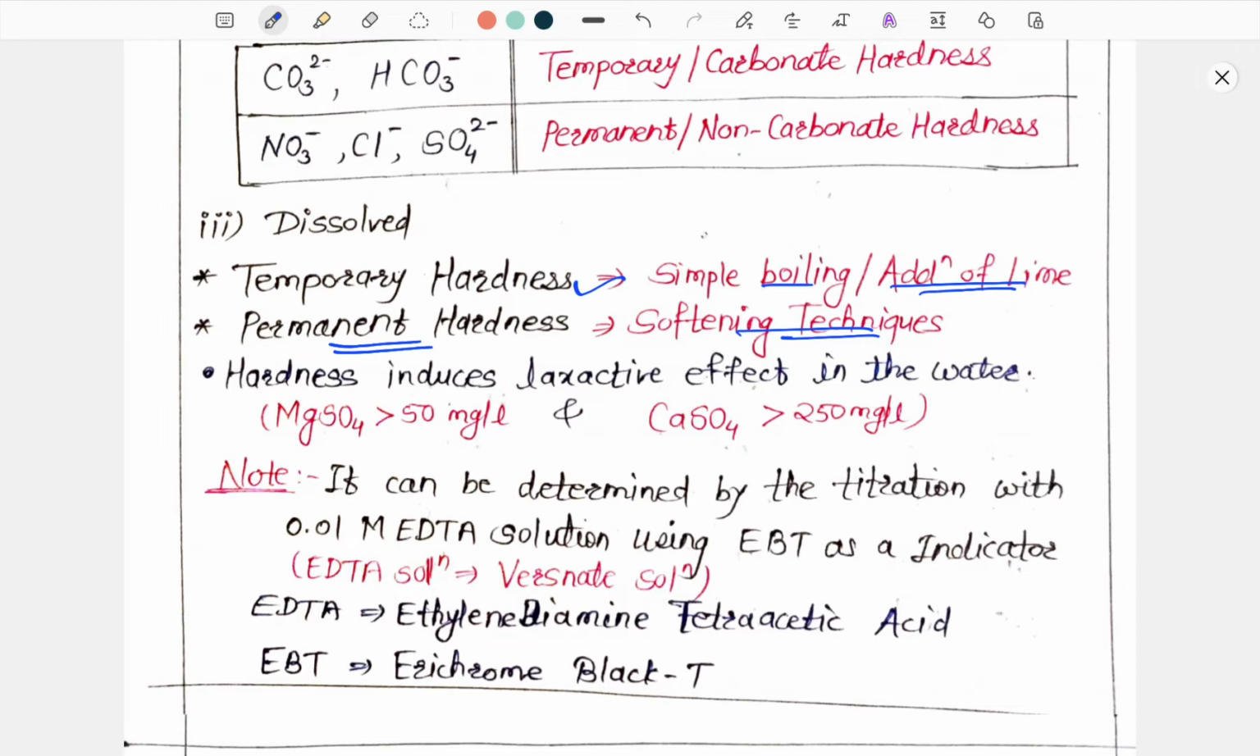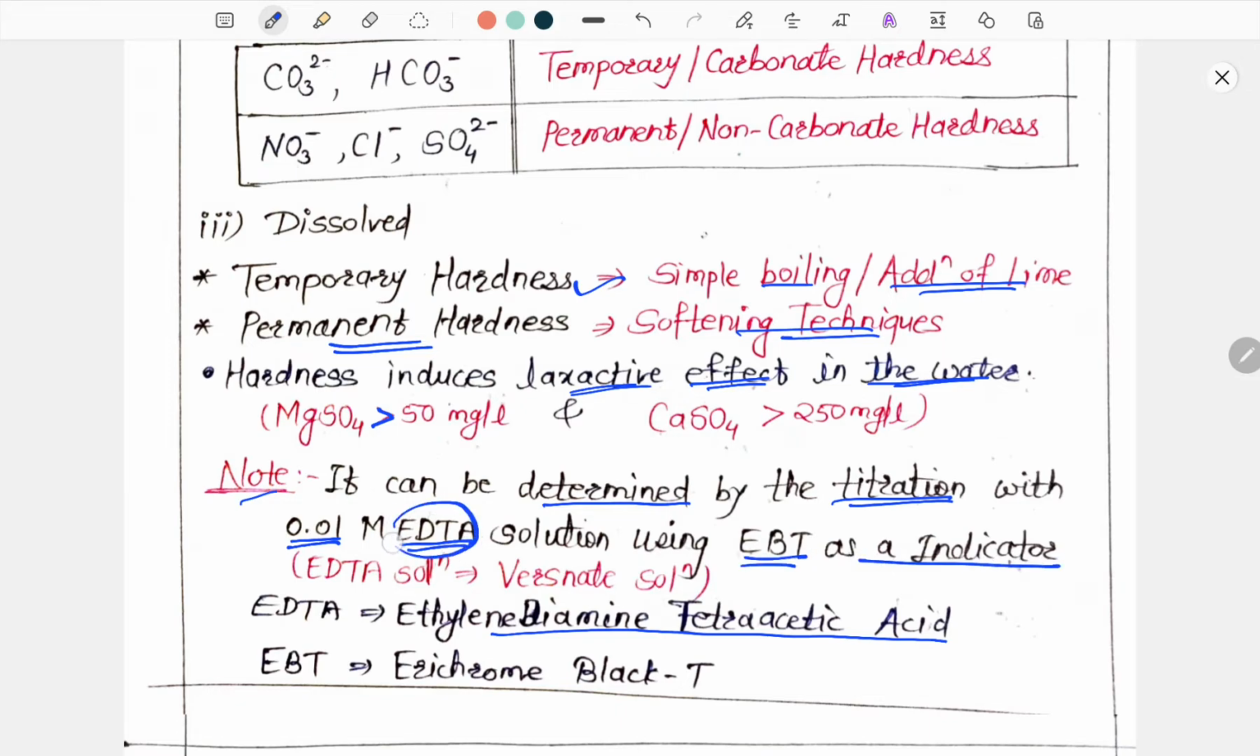Hardness-free water is needed for the boiler. It also indicates a laxative effect in the water, where MgSO4 is greater than 50 mg per liter and CaSO4 is greater than 250 mg per liter. Here, note that hardness can be determined by titration with 0.01 molar EDTA, that is ethylene diamine tetraacetic acid solution, using EBT as an indicator.